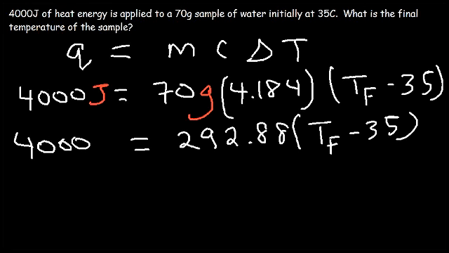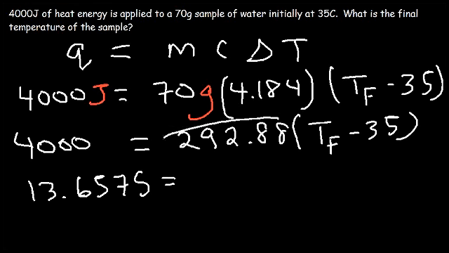Next, let's divide both sides by 292.88. So 4,000 divided by that number will give you 13.6575. So once we divide both sides by this number, we no longer need the parentheses around TF minus 35. So it's simply TF minus 35.